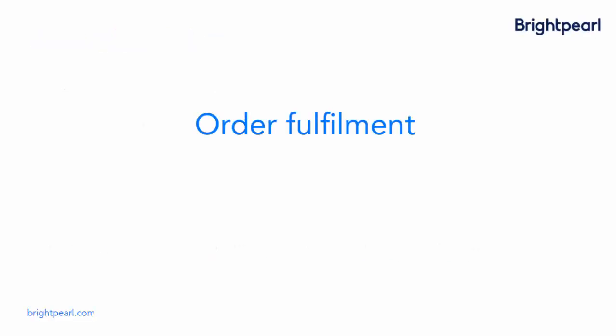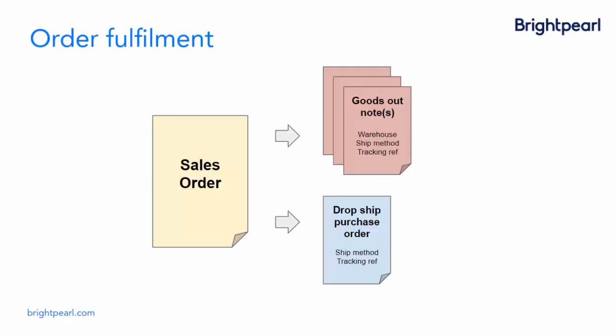The next stage is fulfillment. When an order needs to be shipped to a customer, we fulfill it. This is the process of creating either a goods out note or a dropship purchase order. An order, and in fact even an order line, could be part fulfilled by goods out note and part fulfilled by dropship purchase order if you wanted.